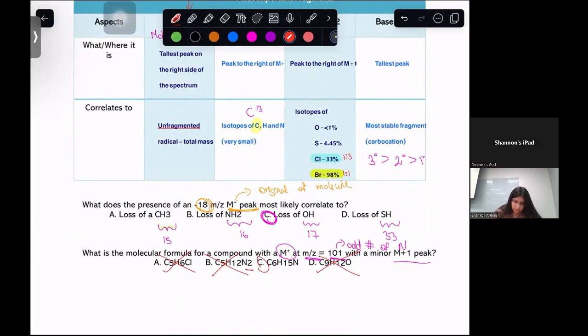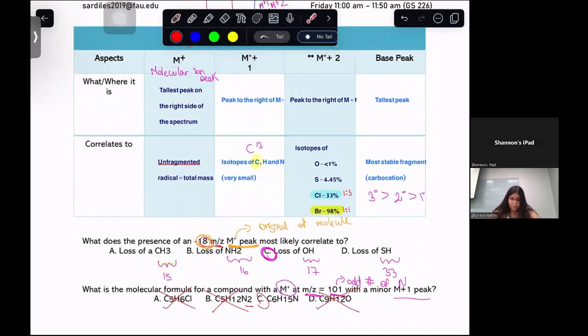So in this case, it says, what does the presence of an 18 mass per charge M plus peak most likely correlate to? Okay. So M plus peak, as we learned before, gives you the total mass of the compound. So in this case, I'm going to combine both my conceptual knowledge and my math knowledge. You're going to start finding out the weight of each of the answer choices provided. We have 15, 16, 17, and 33.